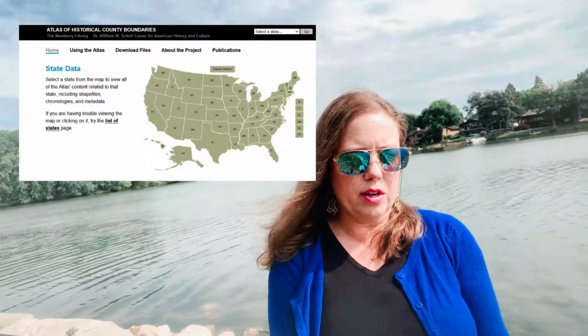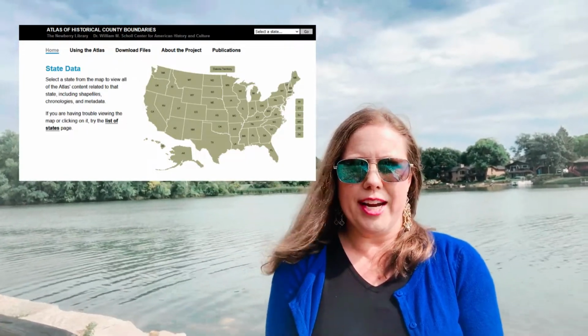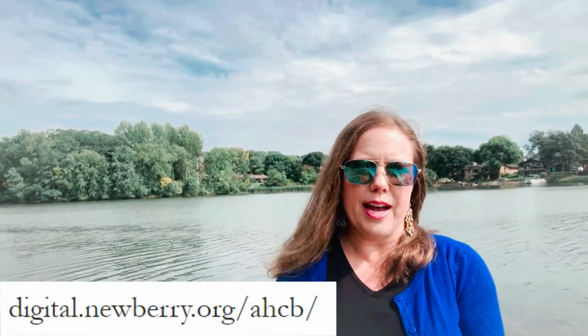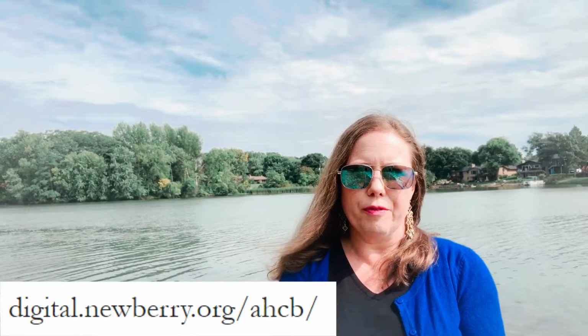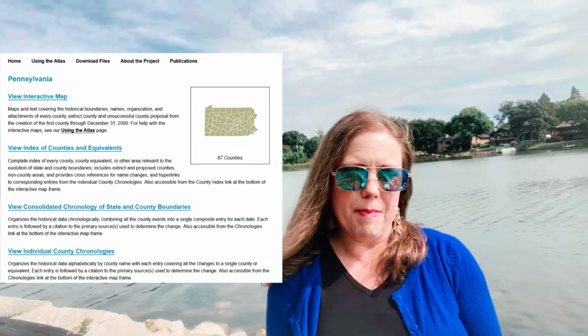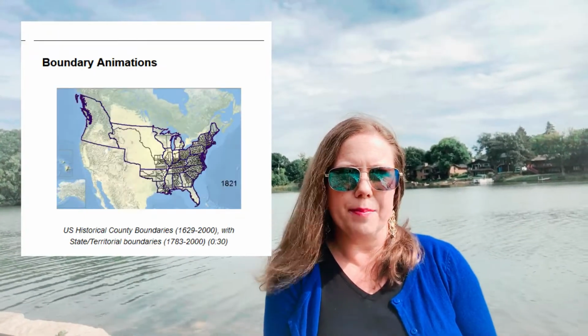3 is a website called the Atlas of Historical County Boundaries. When you are newly researching an area that you're not very familiar with, the first thing you want to do is find out when the county was formed or the state, because you may need to look for records in various counties depending on the dates you're researching. This website has boundary animations and shows timelines and has interactive maps, which is very helpful in getting a grasp on where you should be looking.